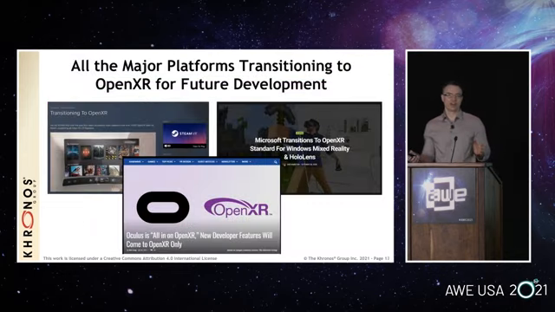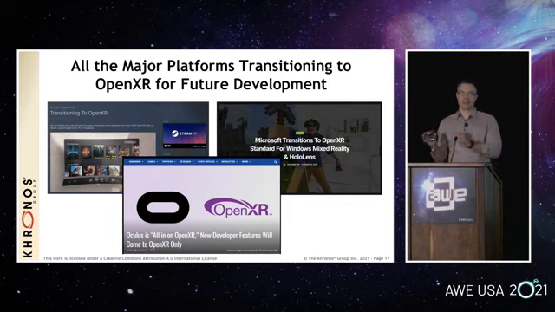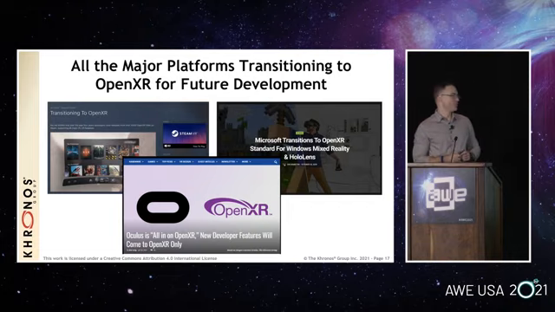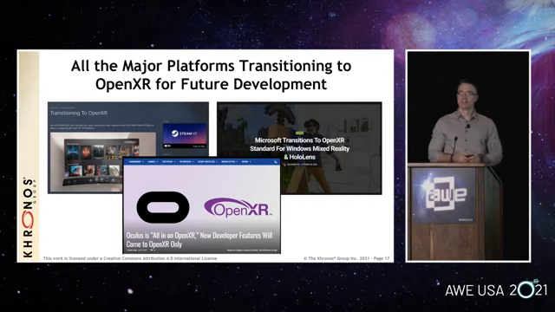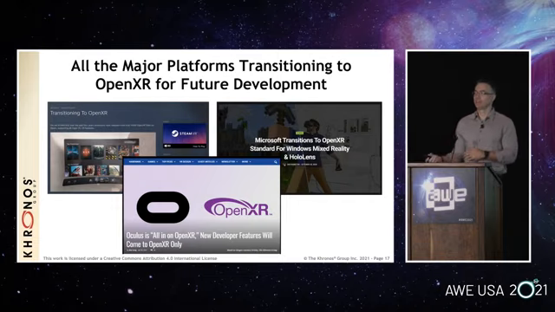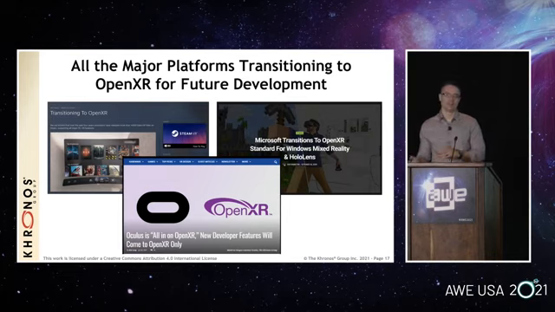So not only are all these platforms supporting OpenXR, but they are also shifting all of their future development to OpenXR as well. So if you're starting to build up your application or your game and you're thinking about what APIs to use, if you want to be forward-looking, you should shift to OpenXR. In fact, Meta now has announced that they will be deprecating their old Oculus APIs in favor of OpenXR and moving with that going forward.